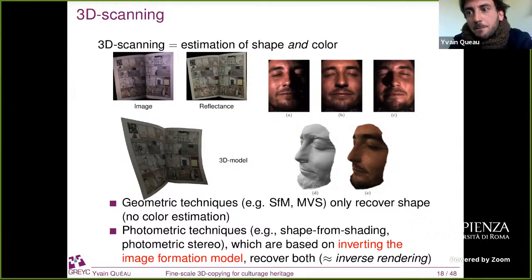On the contrary, the goal of 3D scanning is to estimate both the shape of a surface and its color. Here on the left, I'm showing an example on a comic book. On top left, you have one image of a comic book, and you can see that it's shaded. It appears darker here in the center of the book, just because of the interaction between the light and the geometry. With photometric techniques, we are able to separate the reflectance of the scene, so say its color essentially, from its geometry. This is possible because photometric techniques aim really at inverting the image formation model in order to separate what's due to lighting, what's due to geometry, and what's due to reflectance. In some sense, it's a bit of the same problem as inverse rendering, which was discussed 2 days ago by Will.